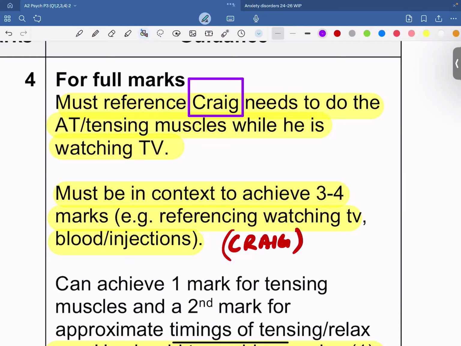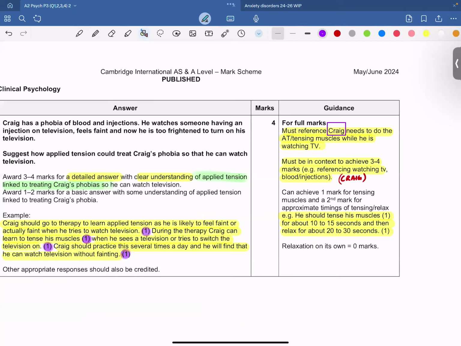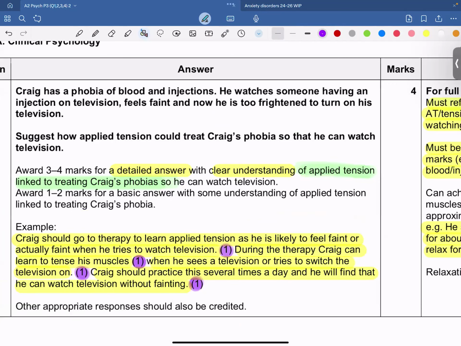Must be in context. In other words, you should give reference to watching television, and all of this having to do with the trauma that the patient had experienced by watching, what was it? Yeah, by watching an injection on television.